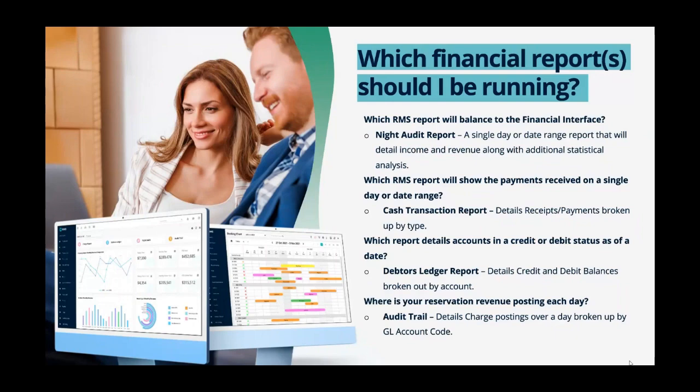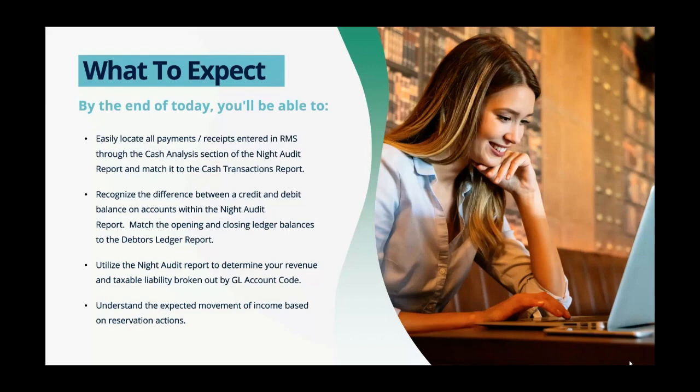By the end of today, what we're hoping you'll be able to get out of this is being able to easily find payments or receipts that are entered into RMS, either through the Night Audit report in the cash analysis section, and match them to the cash transactions report. Recognize the difference between a liability and an asset on the Night Audit report. Be able to see those opening and closing balances and where we can match those on the debtors ledger. Learn how to utilize the Night Audit report to determine your revenue and taxable liability, and understand the expected movement of income based on those reservations. So a lot of really great stuff. And with that, why don't we jump right in?